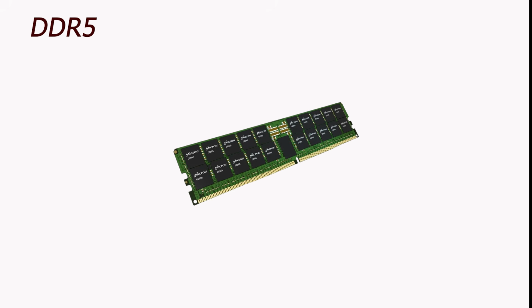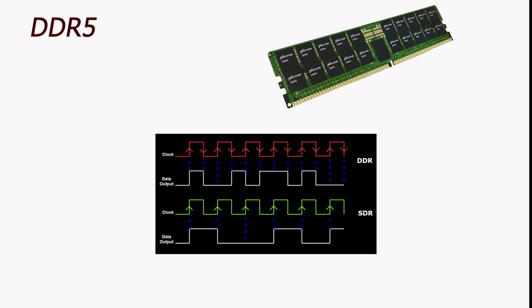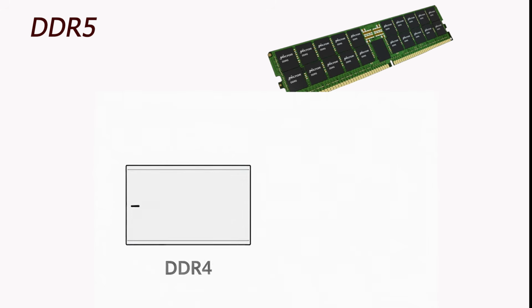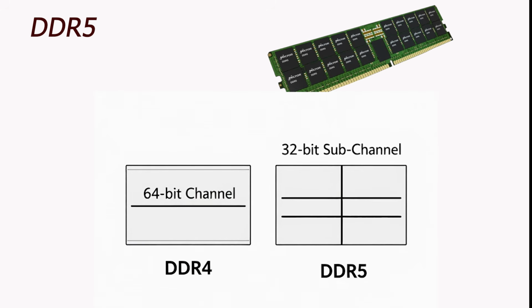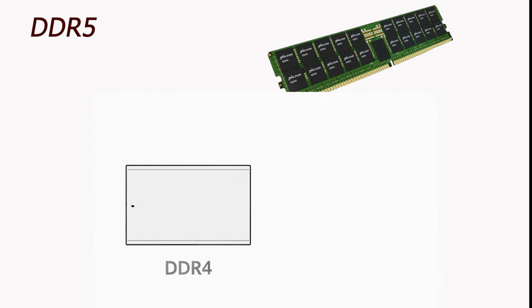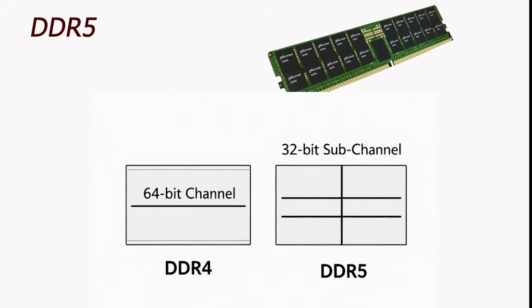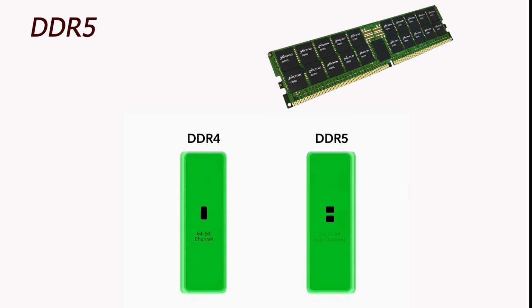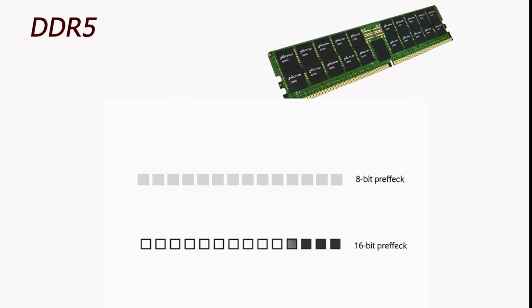DDR5. It is the fifth generation of DDR memory. One of the most fundamental changes in DDR5 is its internal architecture. While DDR4 uses a single 64-bit memory channel per DIMM, DDR5 splits each memory module into two independent 32-bit subchannels. This design allows the memory controller to access data more efficiently. DDR5 also increases the prefetch length to 16 bits, compared to DDR4's 8-bit prefetch.